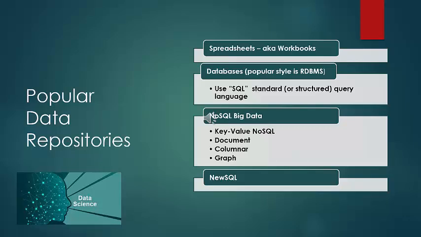NewSQL databases provide more robust security and reliability than the NoSQL databases by retaining the features of queries and the ACID test support, while also providing the scalability of NoSQL. Two popular NewSQL databases are VoltDB and Google Spanner.